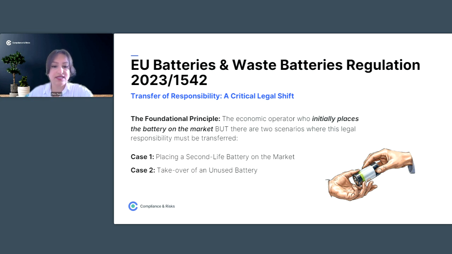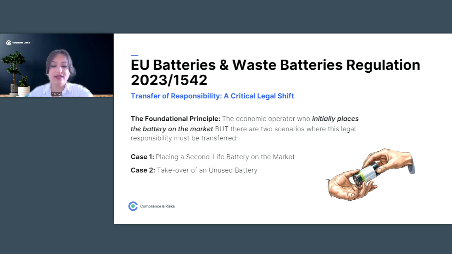In the second case, it's more of a supply chain scenario. Imagine an original manufacturer sells a large stock of industrial batteries to distributor A, who places them on the market. Distributor A is responsible for the digital product passport. But before any are sold to end users, distributor A sells this entire stock to distributor B. In this instance, the legal responsibility for the accuracy of those DPPs transfers to distributor B.